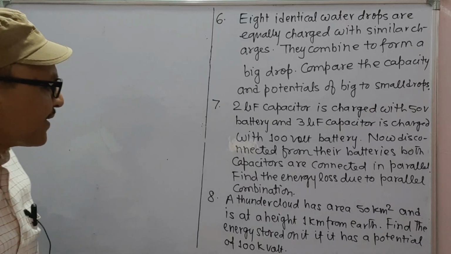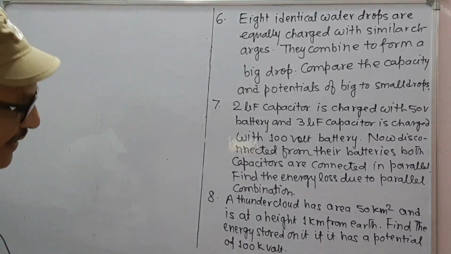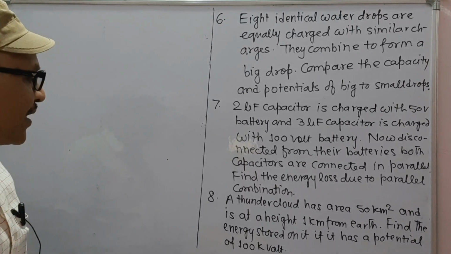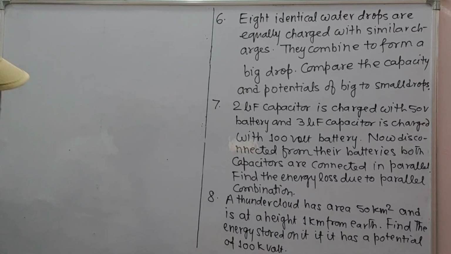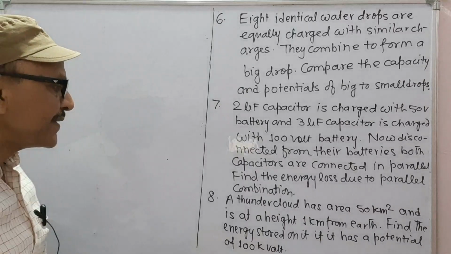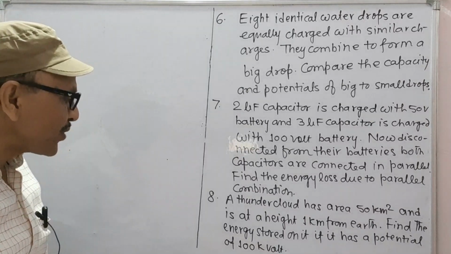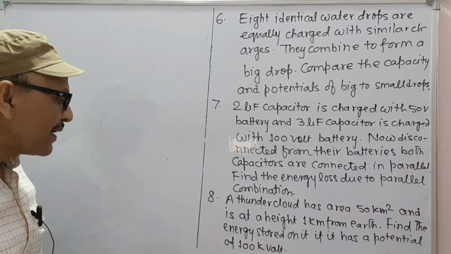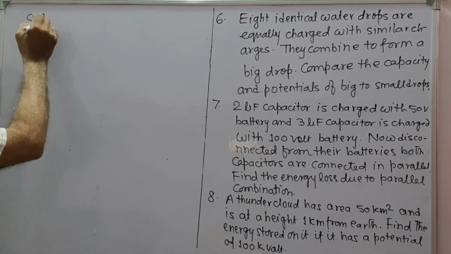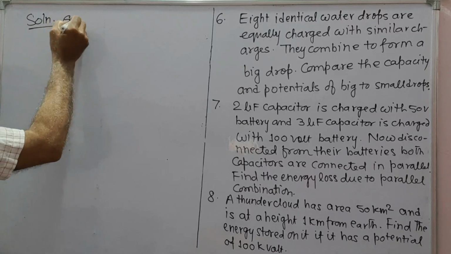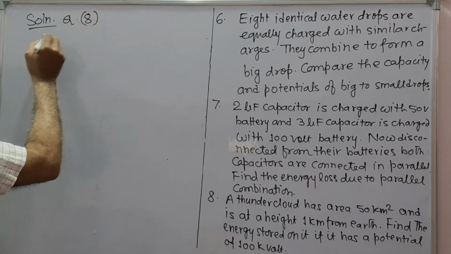Next, question number 8. A thundercloud has area 50 kilometer square and is at a height of 1 kilometer from earth. Find the energy stored in it if it has a potential of 100 kilovolt. Now, solution to question 8.